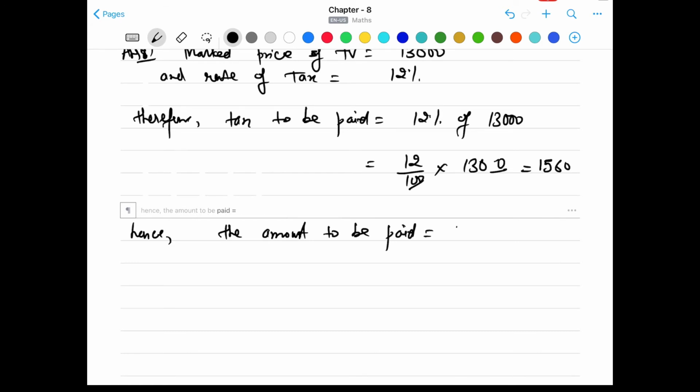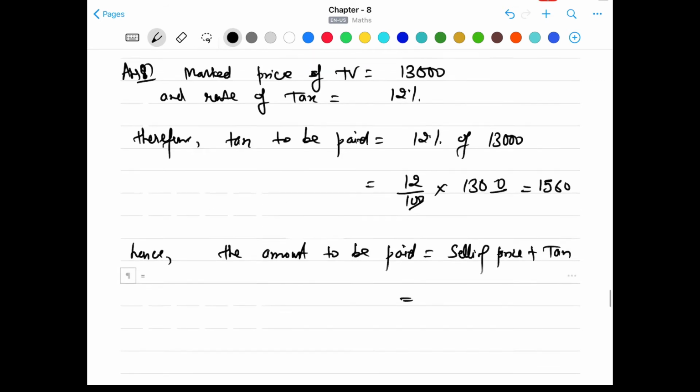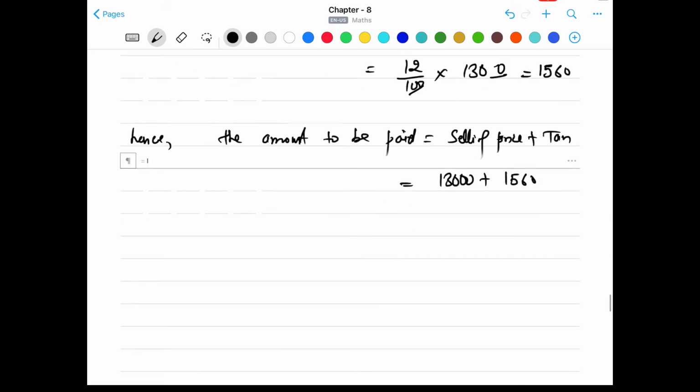this is the billing amount, which is the sum of the selling price plus tax. The selling price here is 13,000 plus tax is 1,560. So the billing amount or the amount to be paid is 14,560 rupees. That's the answer.